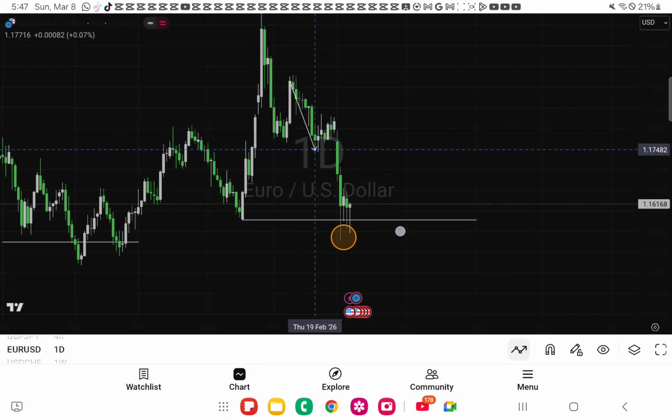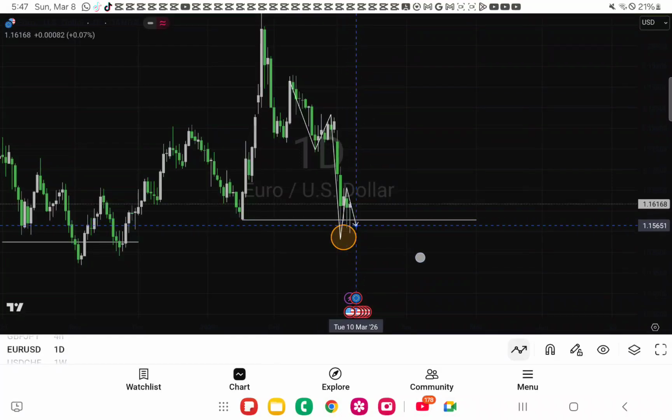We have a push to the downside, a pullback, another push to the downside, leaving behind this low. After that, a pullback to the upside, leaving behind this high, right? Another push to the downside. So the last push to the downside gave us a failure swing, right? It gave us a failure swing.